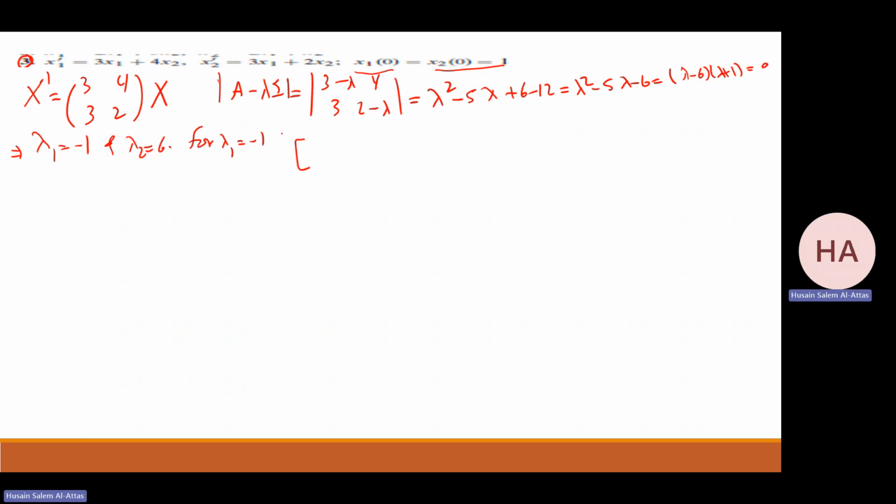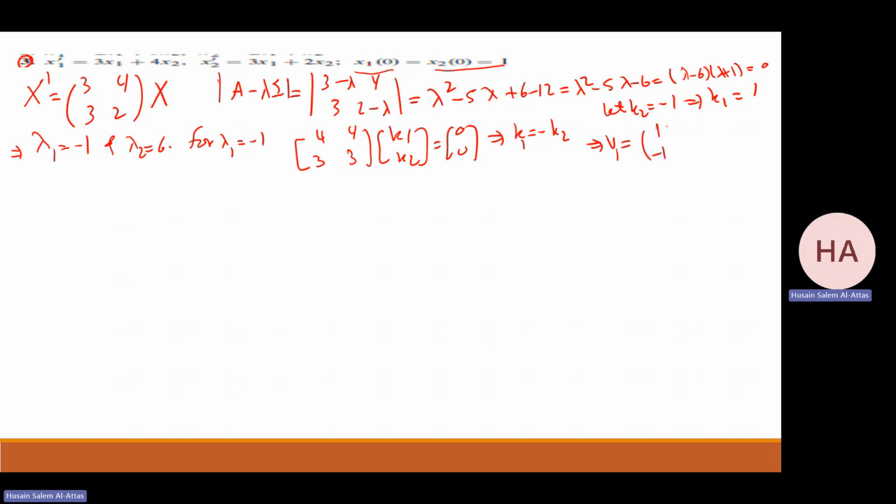Now for lambda 1 equal minus 1, it will have 3 minus minus 1, that will be 4, 4, 3, 2 minus minus 1, that will be 3, times k1, k2 equals 0, 0. Let k2 equal minus 1, so k1 equal 1. So you have v1 will be 1, minus 1, which means x1 is e to the minus t.